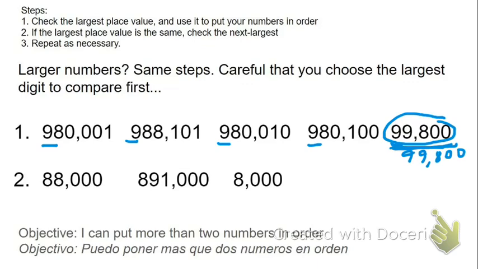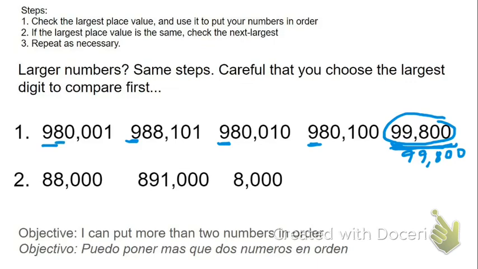Okay, now I can check the largest place value, right? This is obviously smaller. Let's check the largest place value and use it to put your numbers in order. Well, unfortunately, the largest place value is 9 for all of these, except for this one where it was the secret 0, right? So let's look at the next one. If the largest place value is the same, check the next largest.